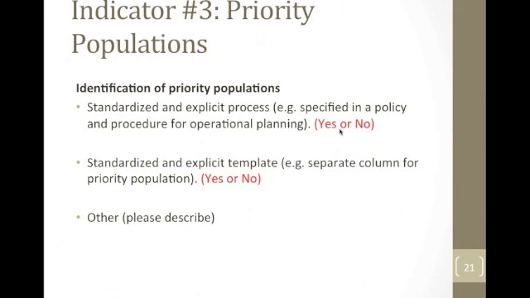So this slide is more about the process of how explicit or how global they're identified. So there can be a standard or standardized or explicit process in terms of embedded in the operational planning policy and procedures that determine that, for every time you're developing a program or plan, you actually have to identify a priority population. The next point is about whether or not there's a specific template for it. So for some programs, there's a potential on the operational plan template, there's actually a column for priority populations. Next slide.